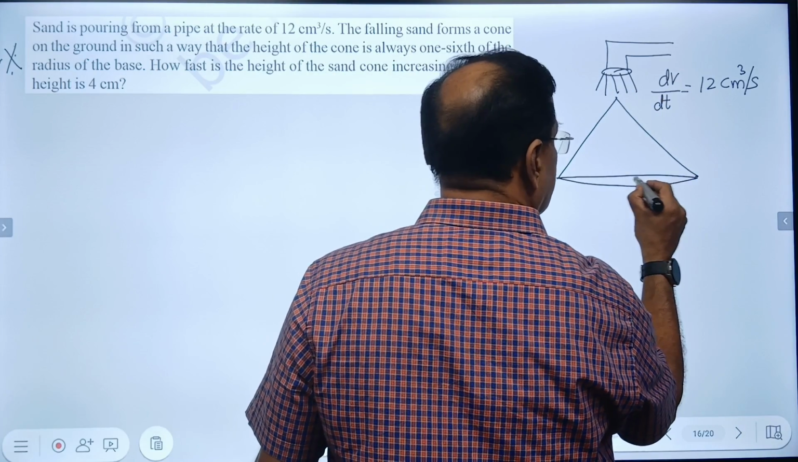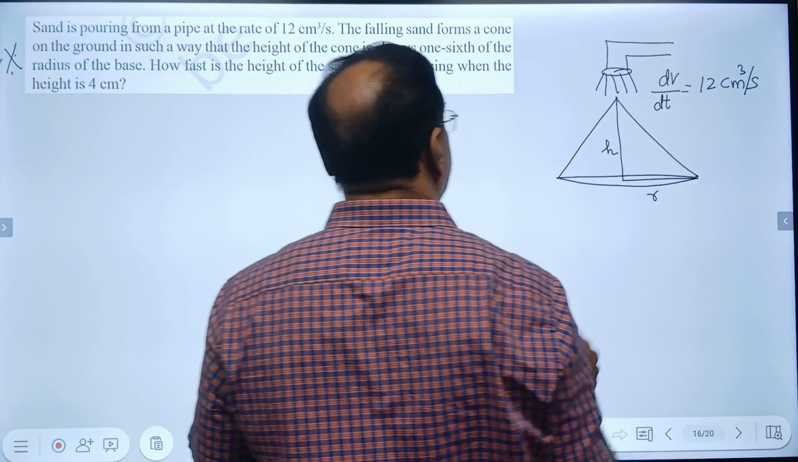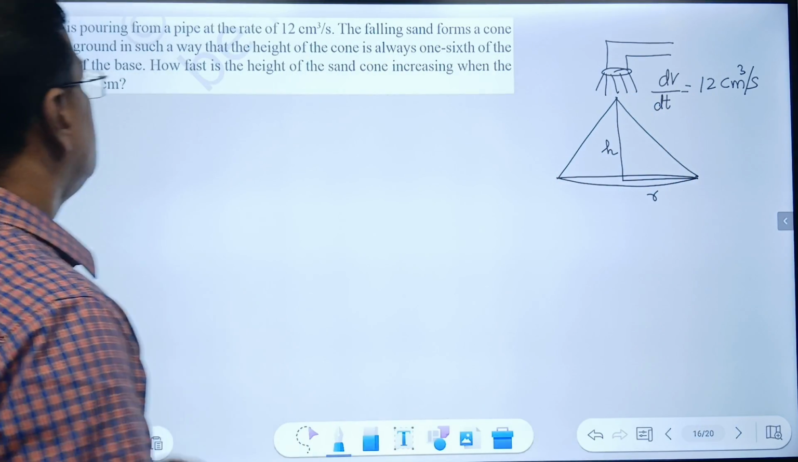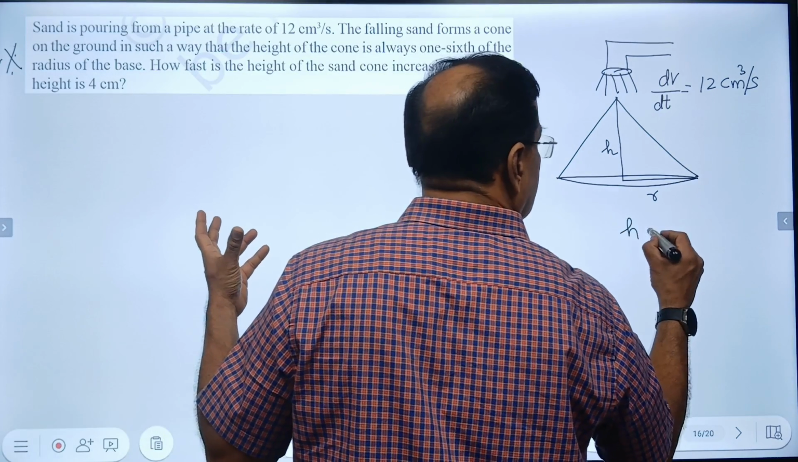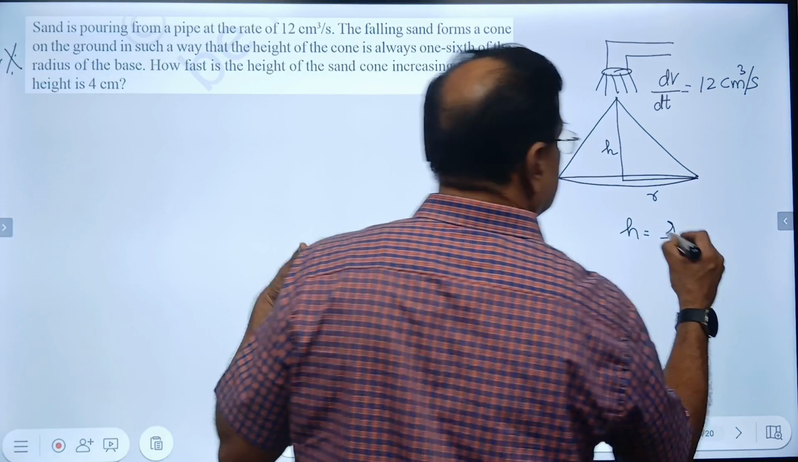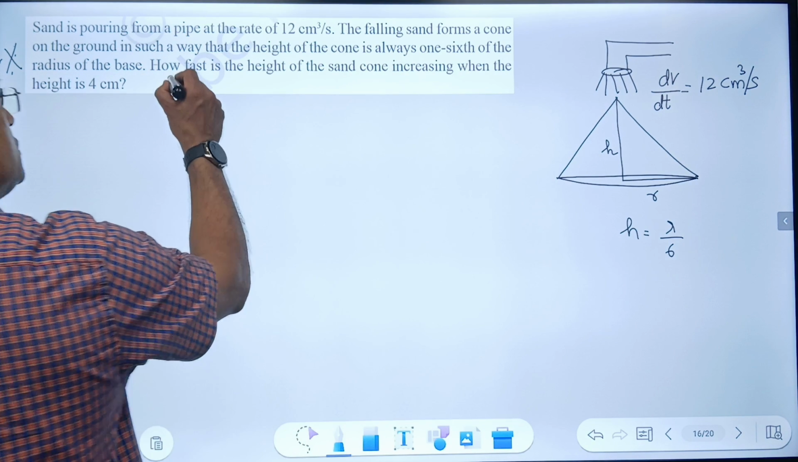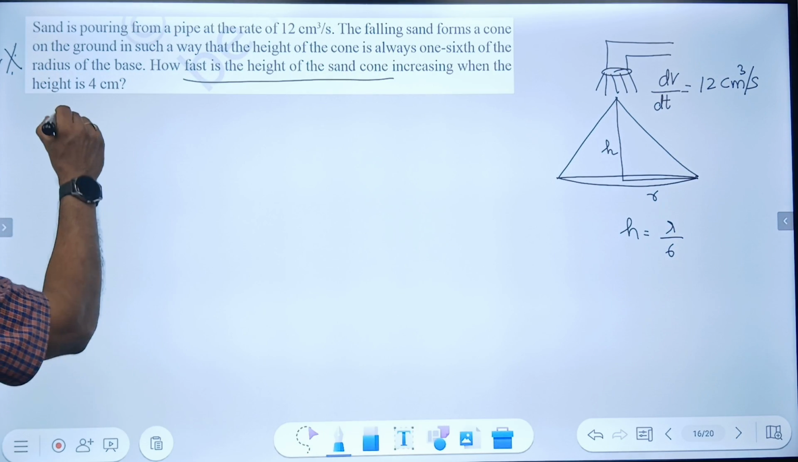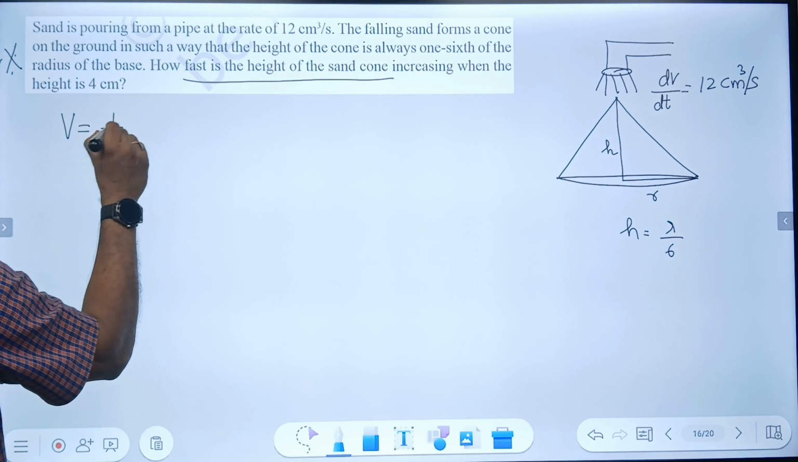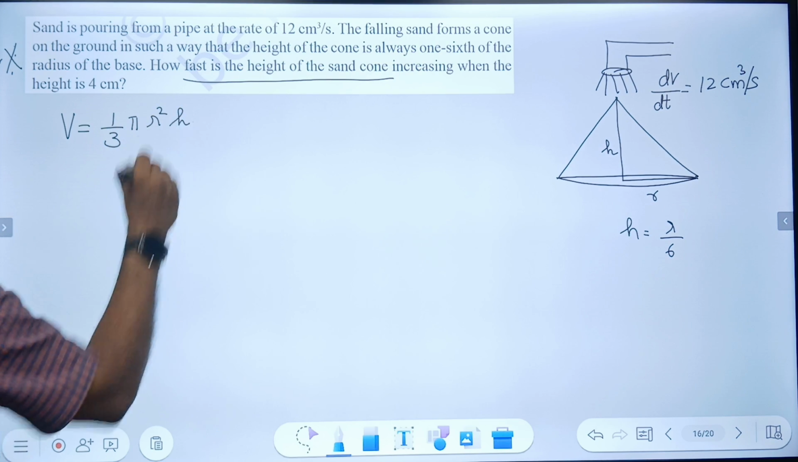Where this is the radius of the cone, and this is the height of the cone. And he says that there is a condition that it always has the height of the cone equal to r by 6. Height of the cone is r by 6. All this is given to you. Now he wants to find dh by dt. Okay. Now what is volume of a cone? Volume of a cone is 1 by 3 pi r square h.